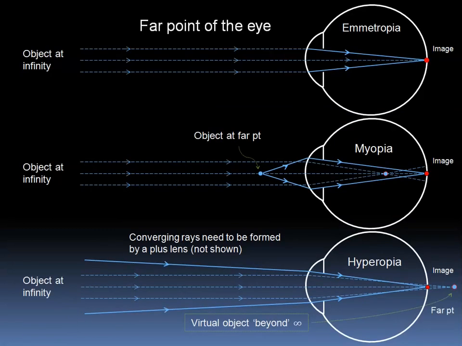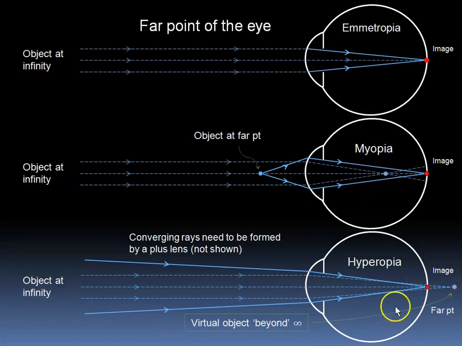In this slide, we summarize the far point of the eye. In this case, infinity is conjugate with the retina, and the far point of the eye is at infinity. In this case, the object here at this distance from the eye is conjugate with the retina. And this is therefore the far point of the eye. Light from further away will be focused too far in front.